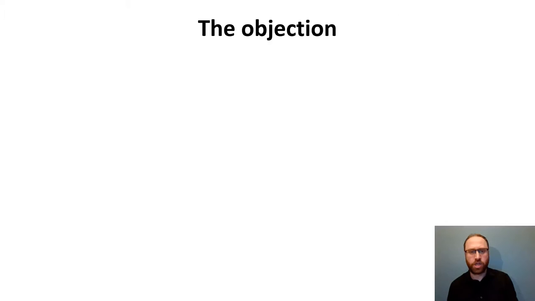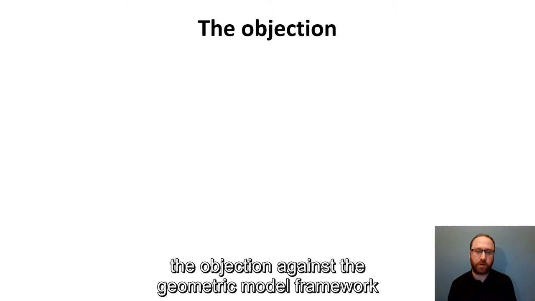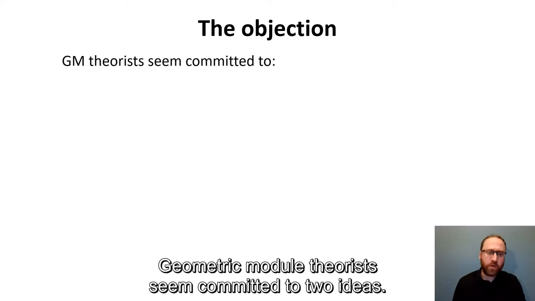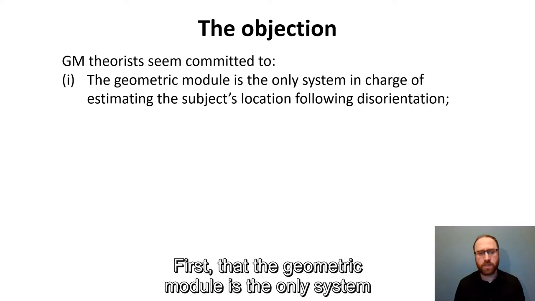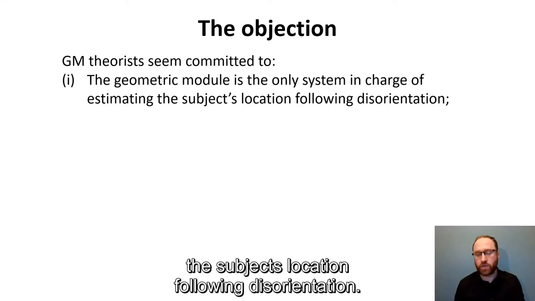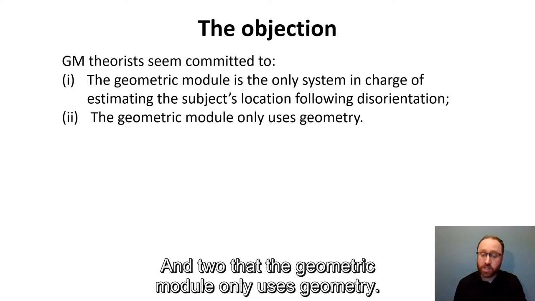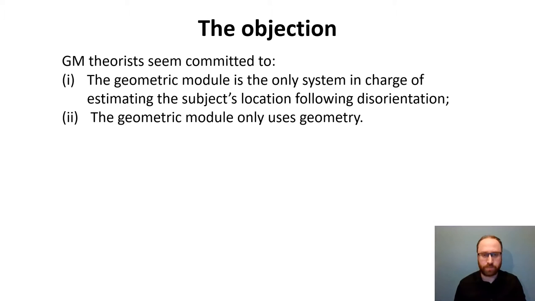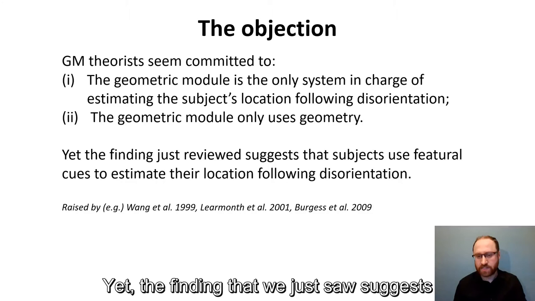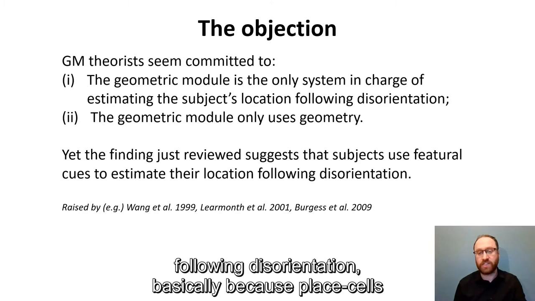So with this finding, we're in a position to state the objection against the geometric module framework that I wanted to discuss. Geometric module theorists seem committed to two ideas. First, that the geometric module is the only system in charge of estimating the subject's location following disorientation. And two, that the geometric module only uses geometry. Actually, the second clause is really essential to the framework. Yet, the finding that we just saw suggests that subjects use feature cues to estimate their location following disorientation, basically because place cells follow feature cues following disorientation.